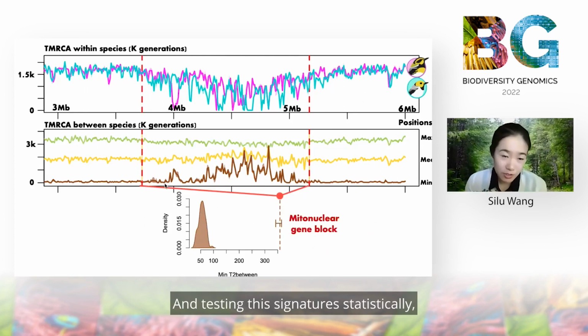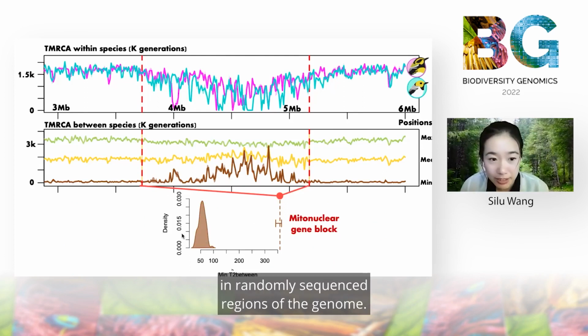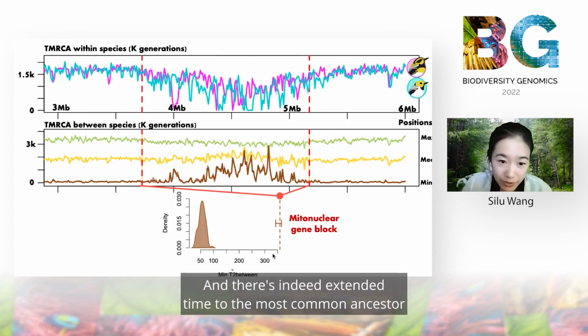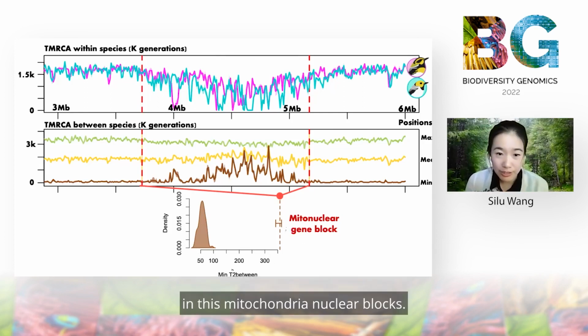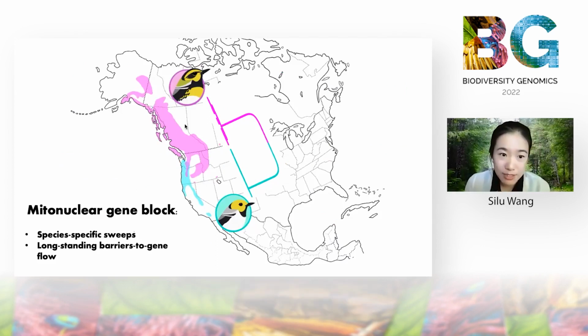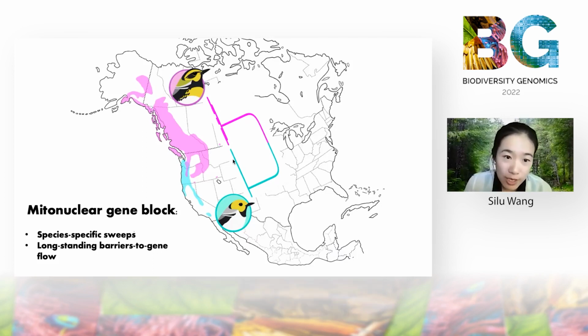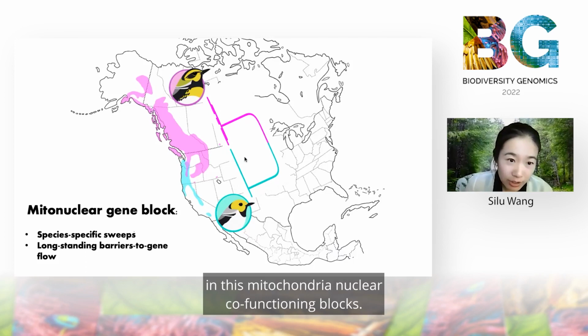Testing these signatures statistically, we compare gene blocks of similar sizes in randomly sampled regions of the genome, and there's indeed an extended time to the most recent common ancestor in these mitochondrial nuclear blocks. So this suggests both species-specific sweeps and a long-standing barrier effect to gene flow in these mitochondrial nuclear co-functioning blocks.